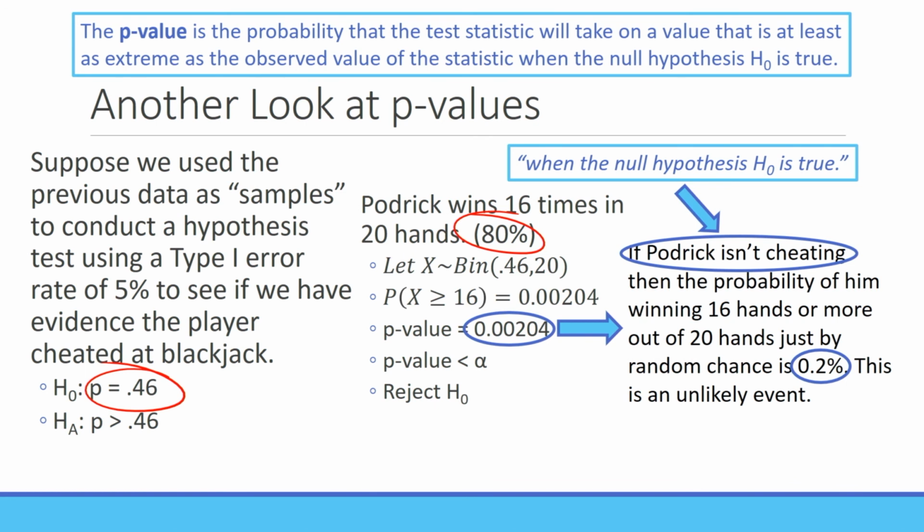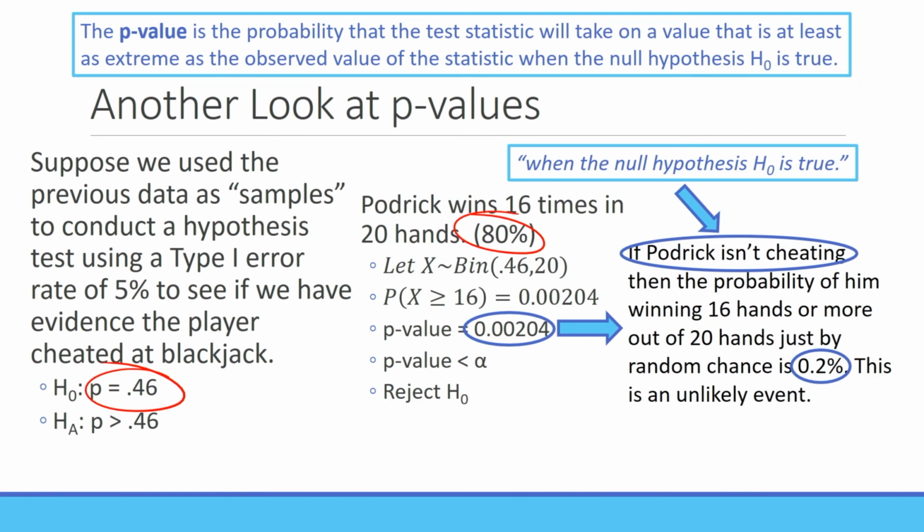If we want to actually interpret this p-value, what that means is if Podrick isn't cheating, the probability of him winning 16 hands or more out of 20 simply by random chance is only about 0.2%. So that's not very often at all. That's roughly 1 out of 500 times. So that is an unlikely event. Unlikely enough that we would likely reject the null hypothesis that Podrick was not cheating and playing fair in favor of the alternative hypothesis that he was cheating.